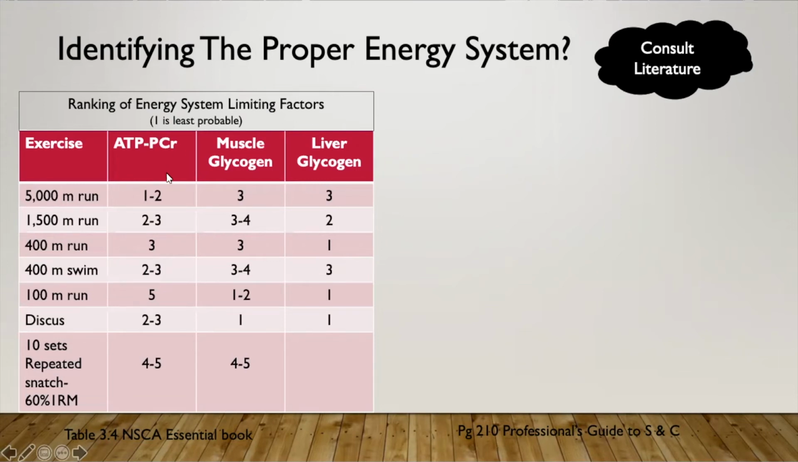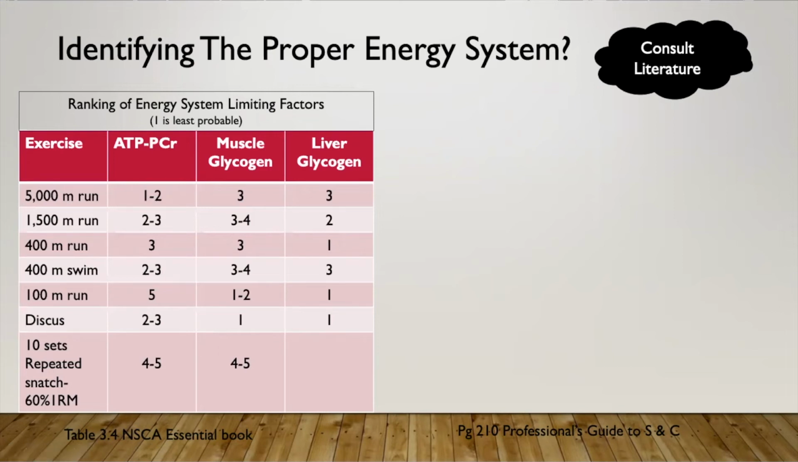A 1 means that it's not very important. So in the 5,000 meter run, the ATP phosphocreatine system is not particularly important. However, using muscle glycogen is. And then the other notation here is to look at the 400 meter swim. Look how these numbers look very similar to the 1,500 meter run. Can you think of why that might be?